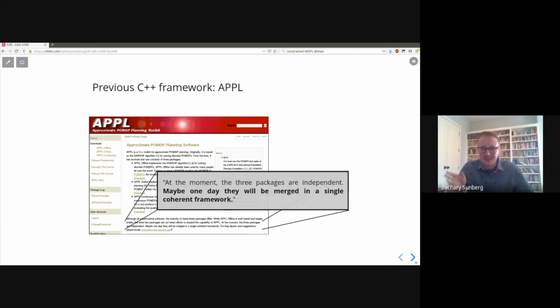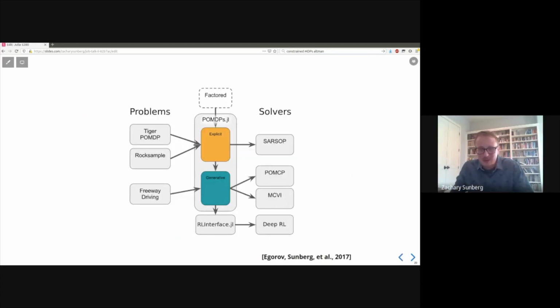And I'm here to tell you that today is that day, and POMDPs.jl is the single coherent framework that they can all be merged in. The way we ended up solving this is by having both an explicit and a generative interface that you can program problems in and that solvers can use. And if you program the explicit interface, it will automatically give you a generative definition that your solver can use if that's all it needs.